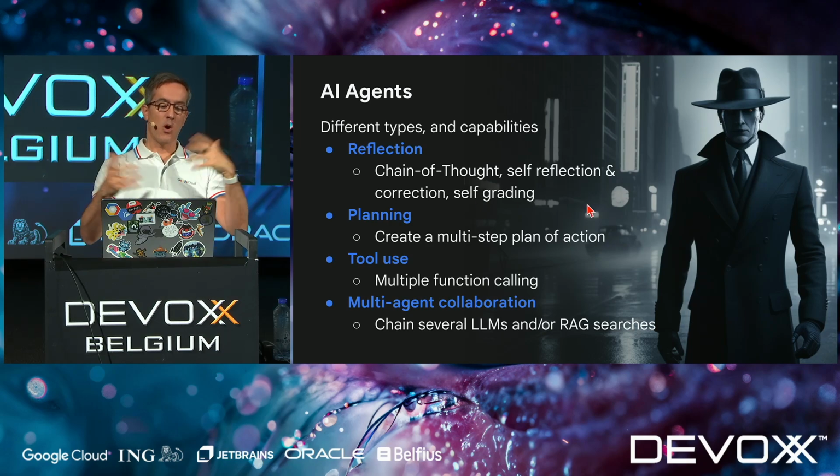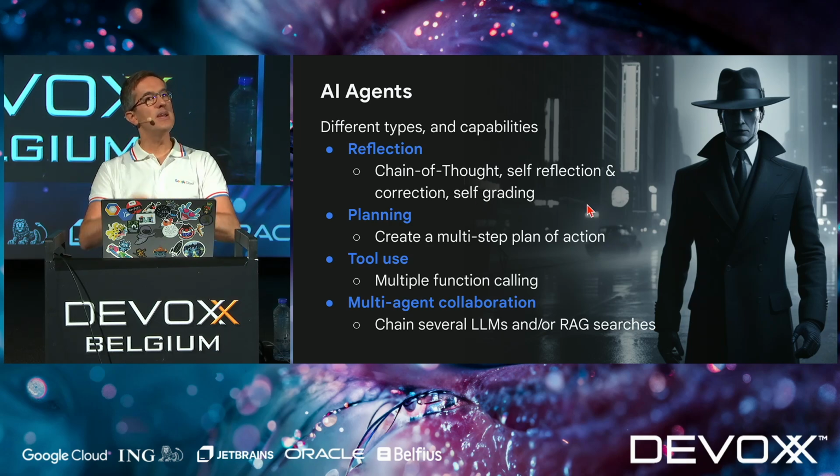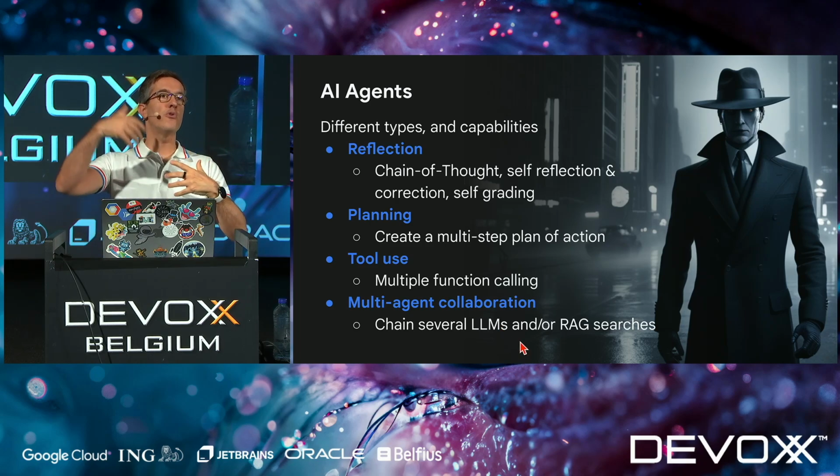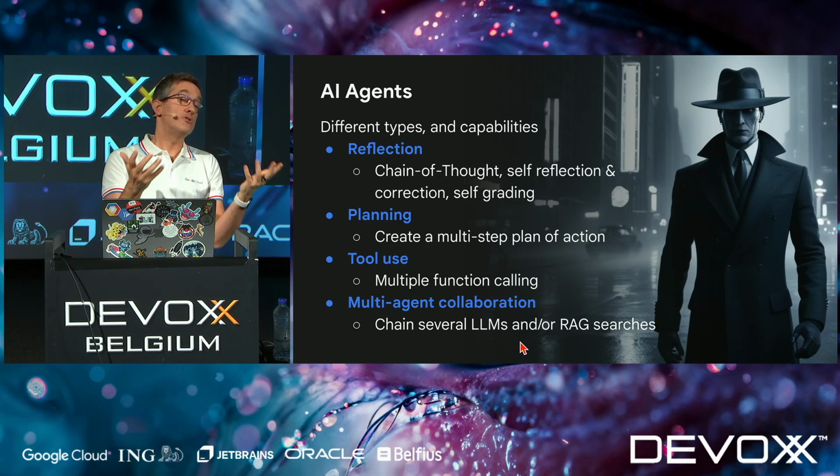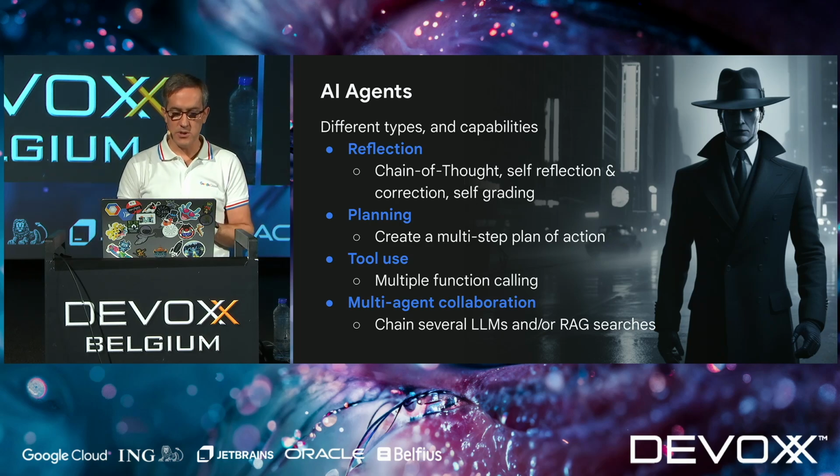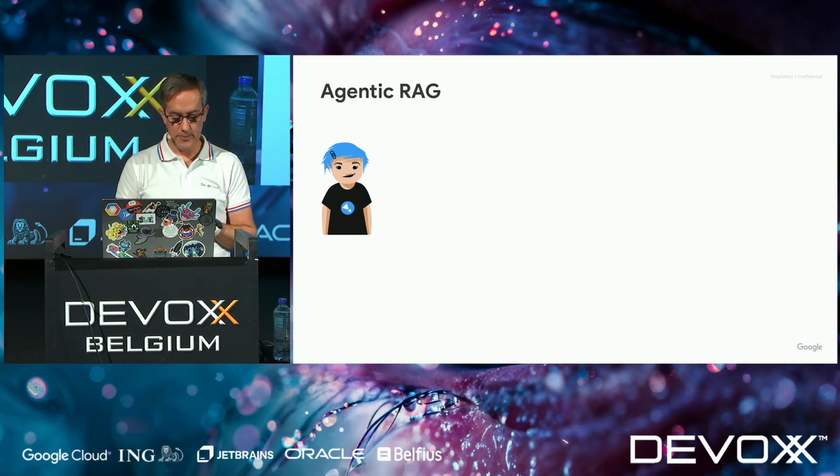It could correct its answer by reevaluating its answer, etc. It can plan with the various steps. It can use tools, and it can also collaborate with other models or the same model, but with a much different query. So let's have a look at an example.